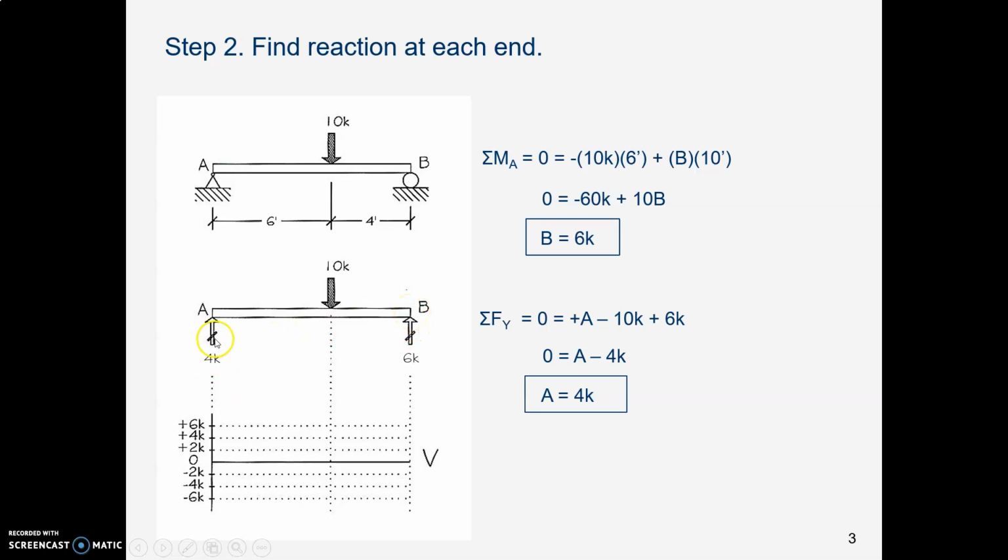Now, how do I find a? I use the other equilibrium equation that's useful here: sum of all forces in the y direction equals 0. And what have we got? We've got a going up, we've got 10k going down, and we've got 6k going up. That gives us, when you run the numbers together, 0 equals a minus 4k. Adding 4k to both sides, we wind up with a equals 4k. So I added 4k to the reaction at A.